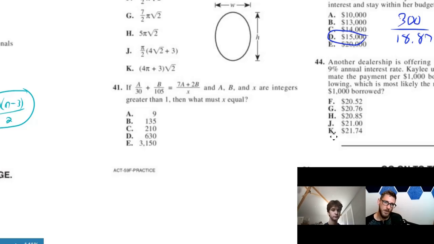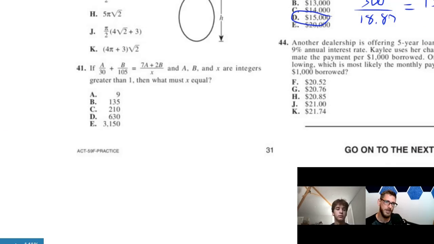Let's do that. A over 30 plus B over 105 is 7a plus 2b over x. And a, b, and x are integers greater than 1, then what must x be? All right, so this looks pretty intimidating. There is sort of some guidance, like in looking at the problem, it actually kind of helps you through it a little bit. I'll show you what I mean.